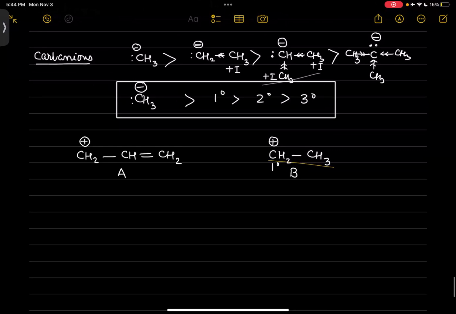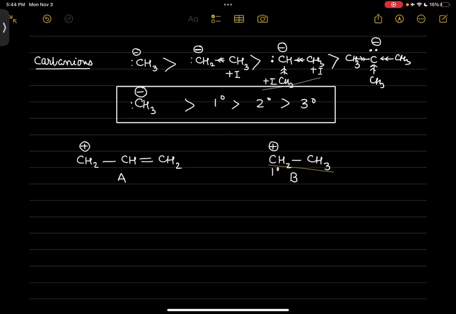Getting my point? Where is it going to go? It is going to be more stable in A. Why? This is a pi bond, a double bond, and it has some loose electrons on it. So it can accept the electron. Right? Clear? So A is more stable.